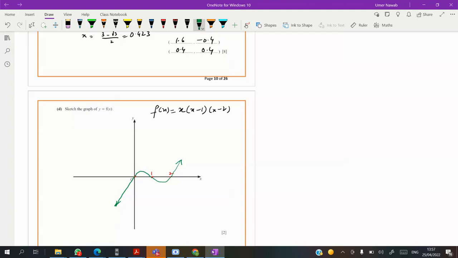We found one maximum point, this 1.6, minus 0.4. So I can say that this is 1.6 and this is minus 0.4. So this is a minimum point, and the other point is 0.4 and 0.4. So this is 0.4 and also this is 0.4. But in the sketch, he doesn't need all these important points. The shape is important, and where the graph cuts the x-axis, that is important for us.